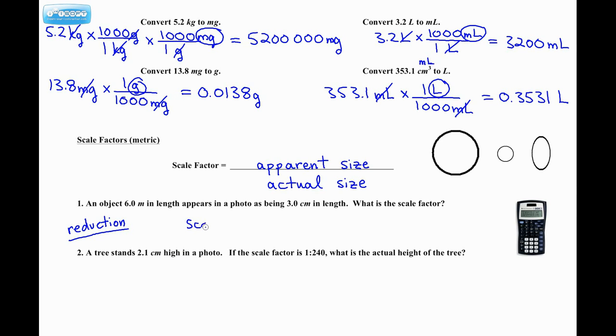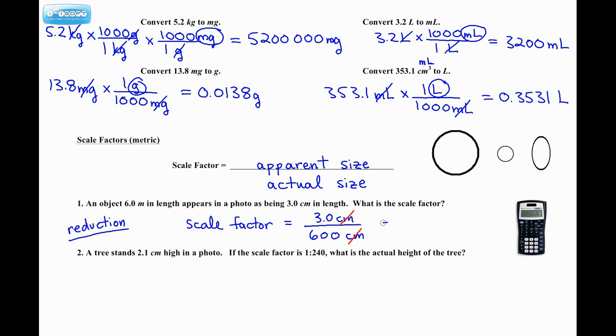So scale factor. Okay. This would be 3.0 centimeters divided by the actual size, 6 meters, but I want that in centimeters. So that is 600 centimeters. Okay. And just like in unit analysis, these units cancel out. So a scale factor is in fact unitless. Doesn't have any units.